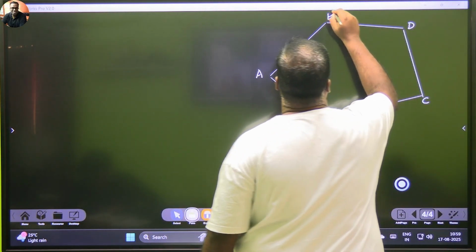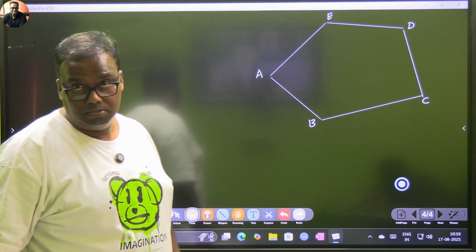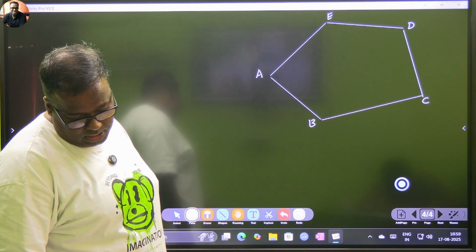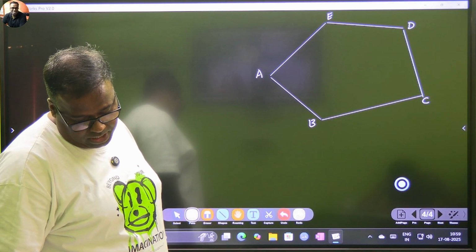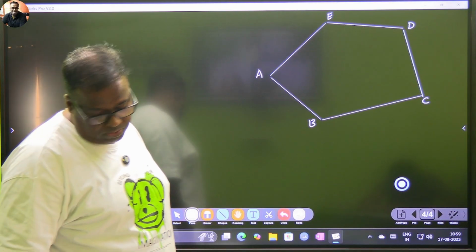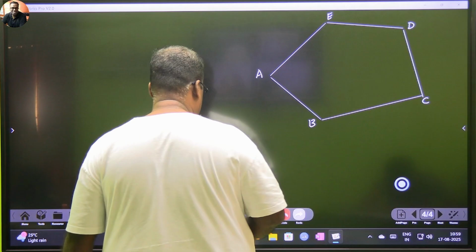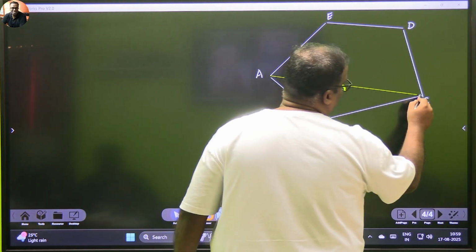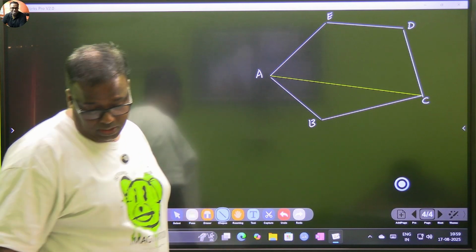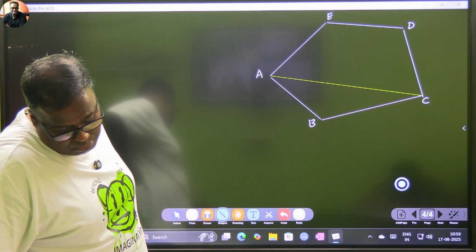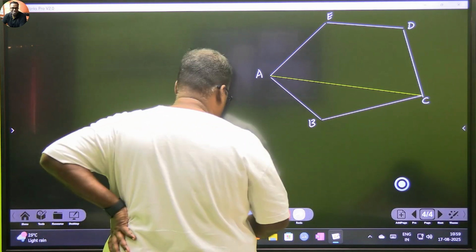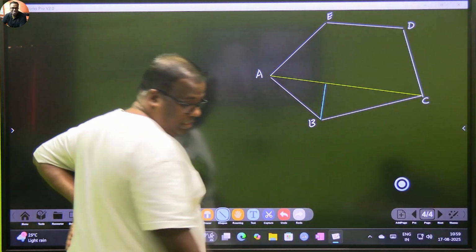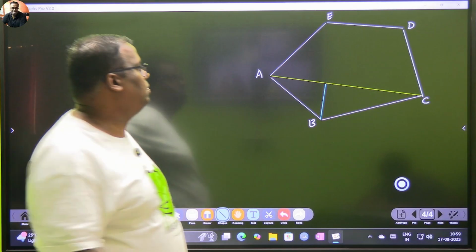Okay, tell me, what are the measurements given now? It says find the area of a pentagon in which BL is perpendicular to AC. So we have to first join AC. Let us first join AC. And then we have BL perpendicular to AC. So BL is one perpendicular, in a different color. And then there is one more perpendicular, which is DM perpendicular to AC.